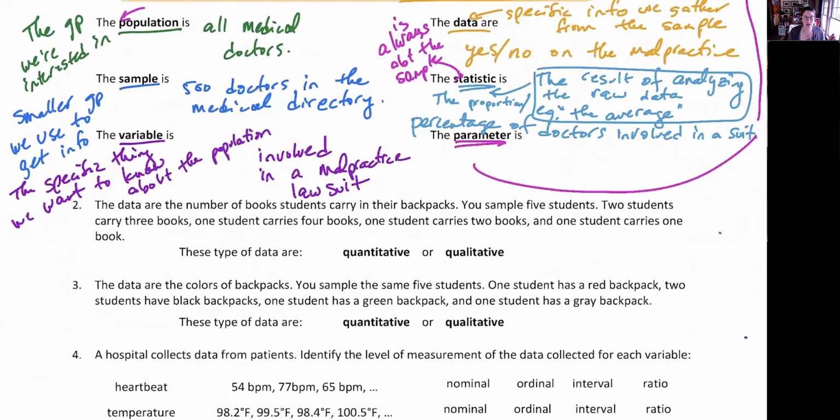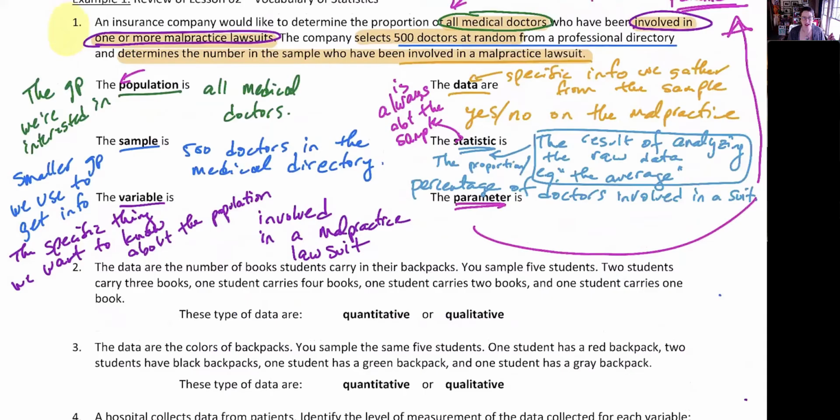So let's go to numbers 2 and 3. We're going to do 2 and 3 together. I'm giving you some data and some information, and I'm asking you to determine if the data are quantitative or qualitative. And I will remind you that quantitative data is generally, if we're looking at numbers, and qualitative data tends to be categories, not 100% of the time.